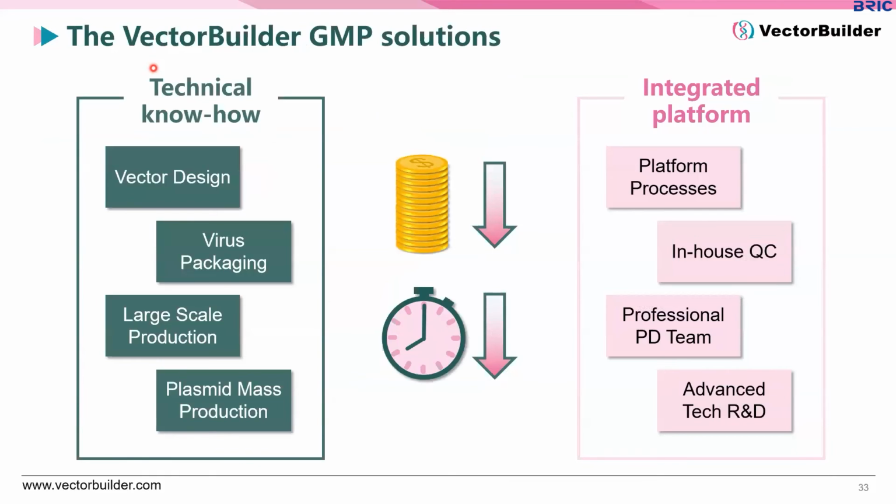Thanks to our experience with viral vectors and different methods for their production, we now have the technical know-how about vector design, how we package them, how we scale up into large scale bioreactor production, and also mass production of, for example, packaging plasmid. We also built an integrated platform with mature processes for different viral vectors and plasmid. We also built in-house QC, and we provide validated in-house QC panels based on the projects requested by the customer. We also have professional teams doing a lot of process development and researching advanced technology. Ultimately, we want to provide the best price and also the fastest turnaround time for our customers in the industry.